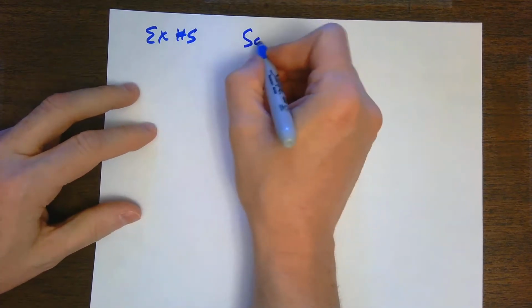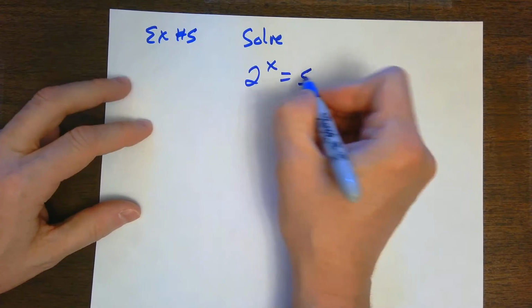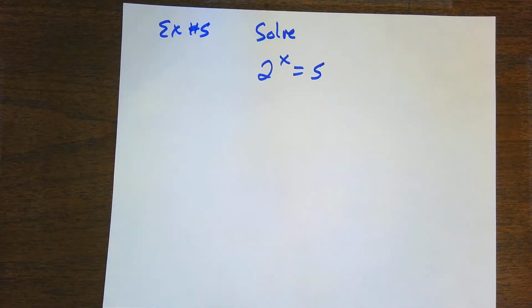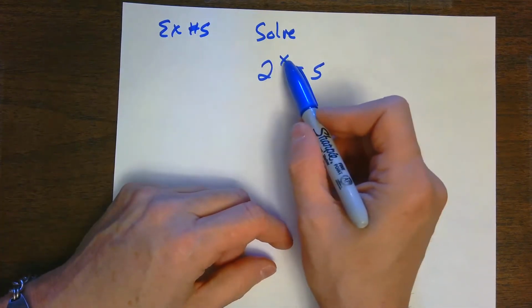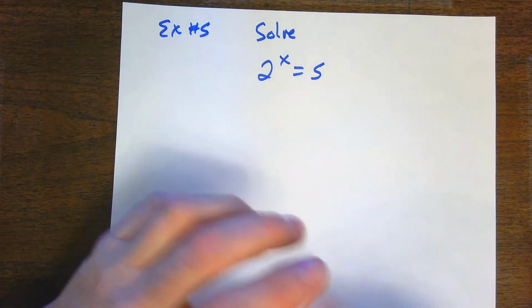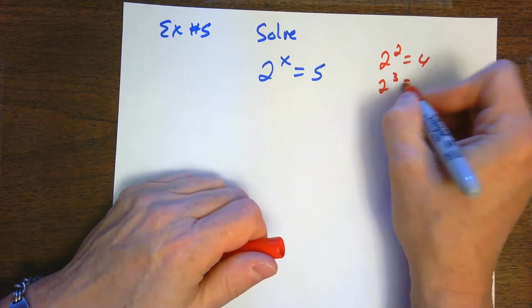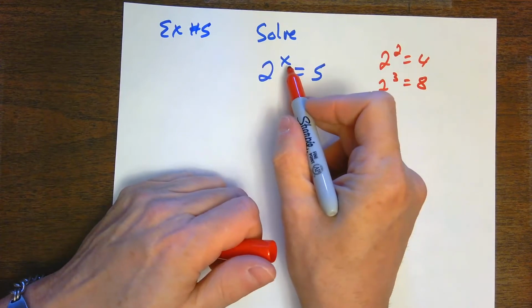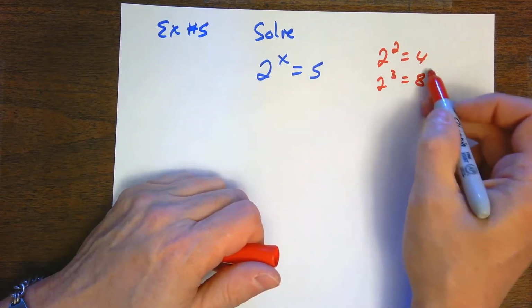I want to solve 2 to the power of x equals 5. So this is an exponential equation. 2 to some power equals 5. Well, I know that 2 squared is 4, and 2 cubed is 8. So x has to be somewhere between 2 and 3, because 5 is somewhere between 4 and 8.